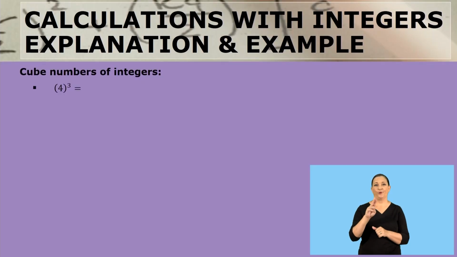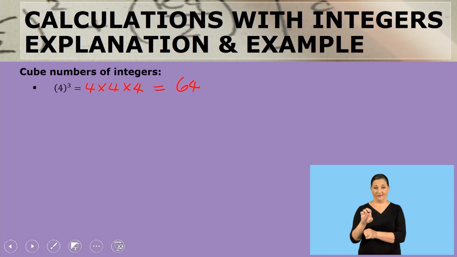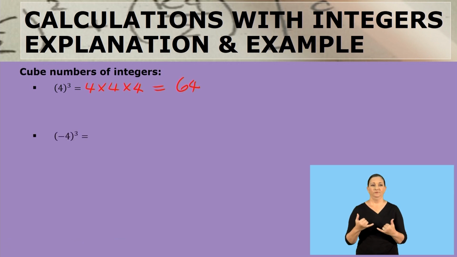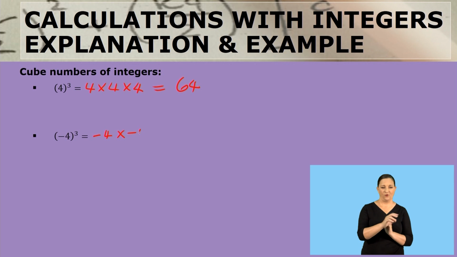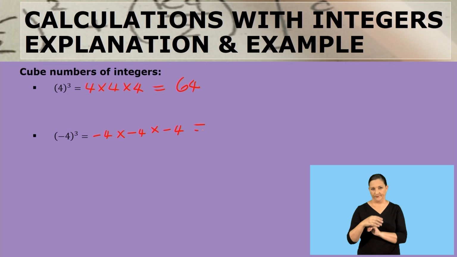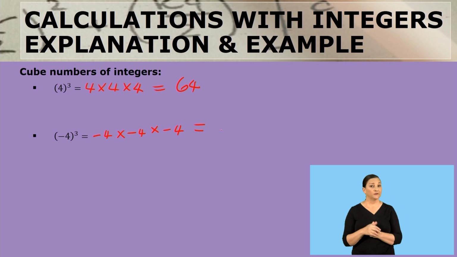If I have 4 cubed, we know that that means 4 multiplied by 4 multiplied by 4. And that is going to give us an answer of 64. What about if I am given a negative number that is cubed? So again, that is still a negative 4 multiplied by a negative 4 multiplied by a negative 4. And the answer there is going to be a negative 64.